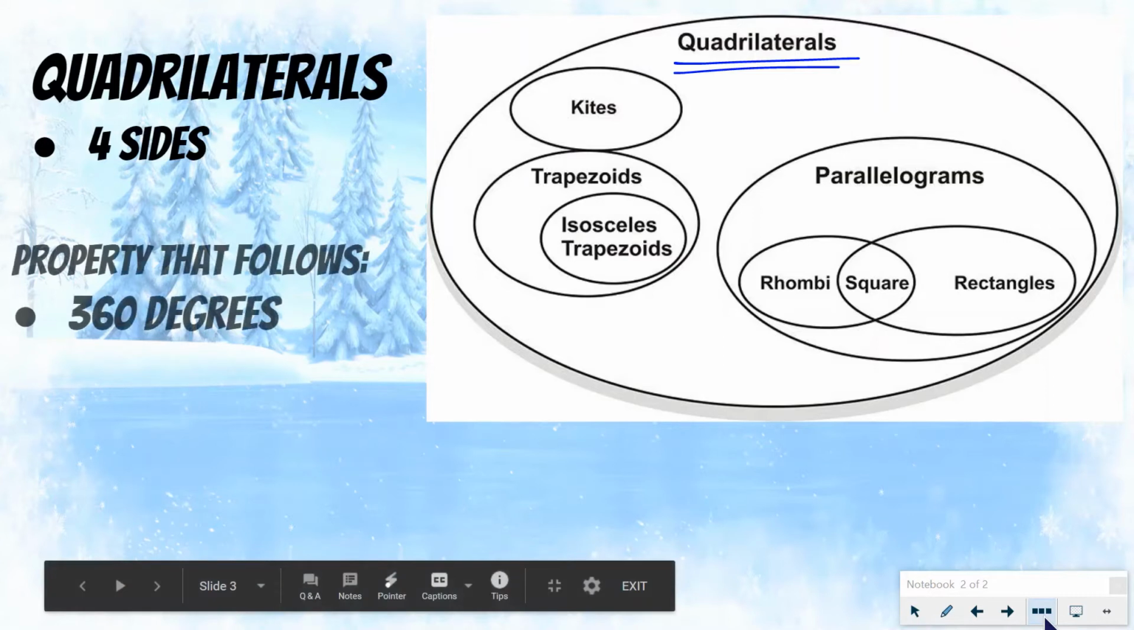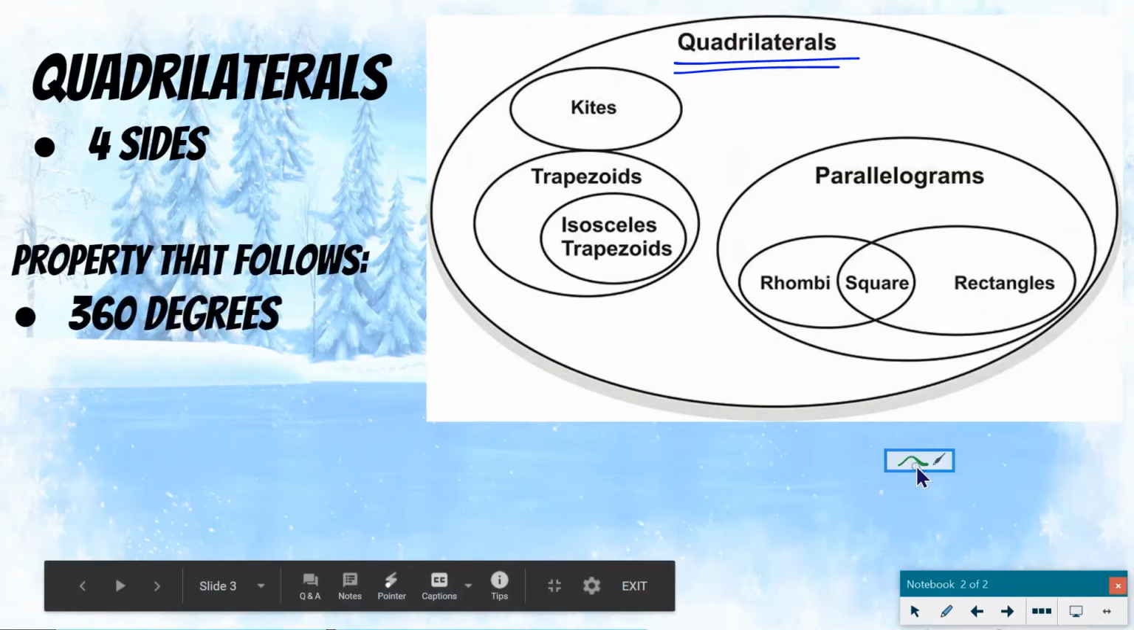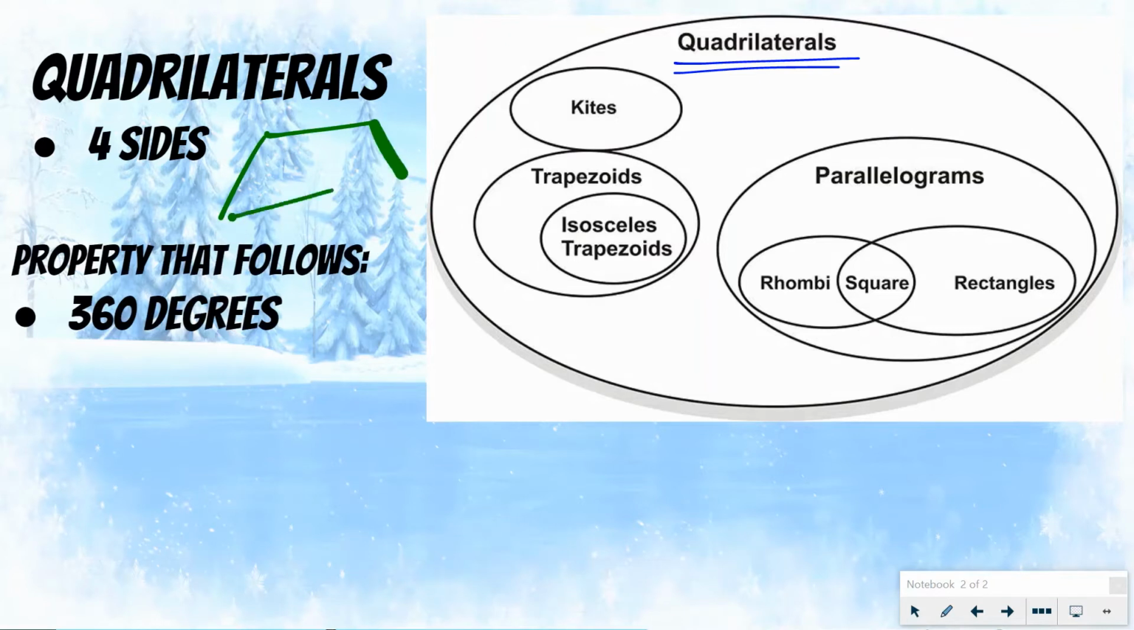Really, only one property follows here, and it's that our internal angles add up to 360 degrees. So if I draw a random quadrilateral, these four angles inside add up to 360 degrees every time. And if I can call these shapes quadrilaterals, that property also applies to them. That's an important idea, that everything under this umbrella inherits that property. It inherits really the definition and all the properties that follow.